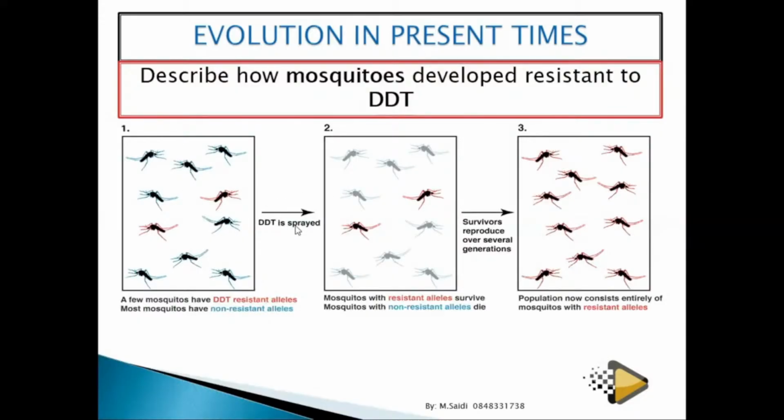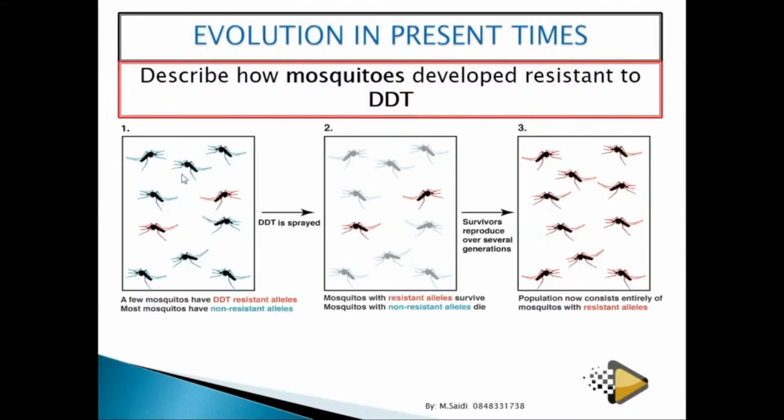During the first application of DDT, those which are resistant will survive, while those which are not resistant will die out. Those which are resistant will reproduce in large numbers and pass their genes to the next generation. And when you apply DDT again, it cannot affect them. So now the mosquitoes have become resistant to DDT. In the first application, there is variation among these mosquitoes whereby some are resistant and some are non-resistant, but the non-resistant ones are very many compared to the resistant ones.